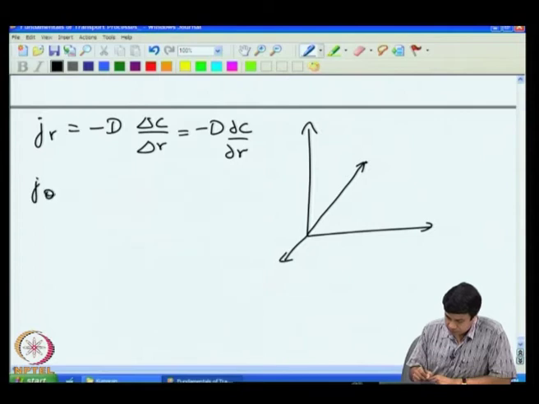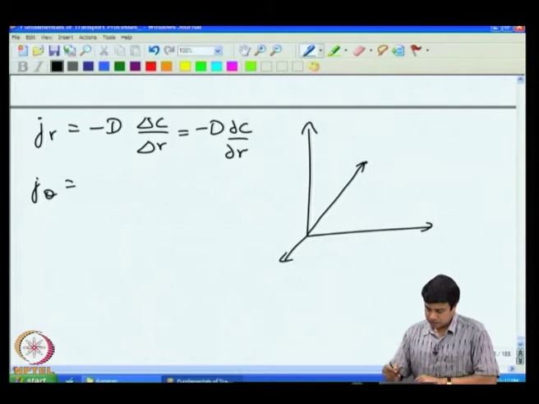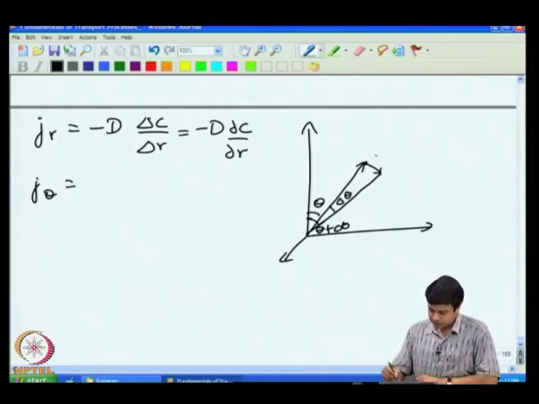What is j theta? So, I start at some value theta. Then I go to some other location theta plus delta theta, such that this angle is delta theta. So, I take c at theta plus delta theta, and c at theta.